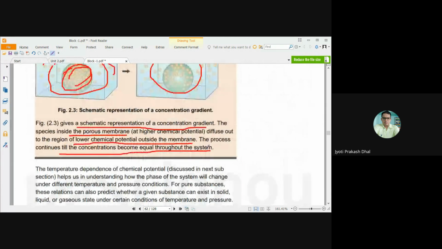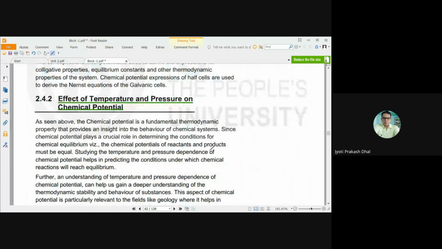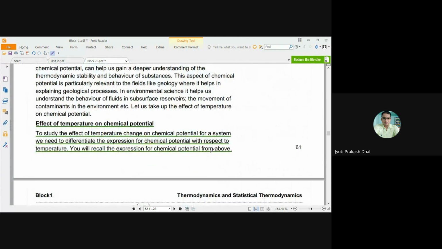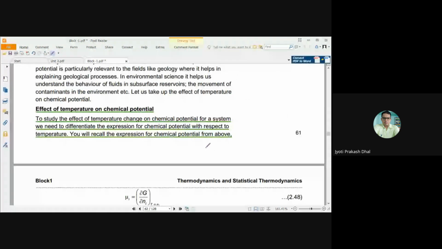So this is about chemical potential. After that we will discuss the effect of temperature and pressure on chemical potential. First we will discuss the effect of temperature on chemical potential, and after that the effect of pressure on chemical potential. So the first one is the effect of temperature on chemical potential.